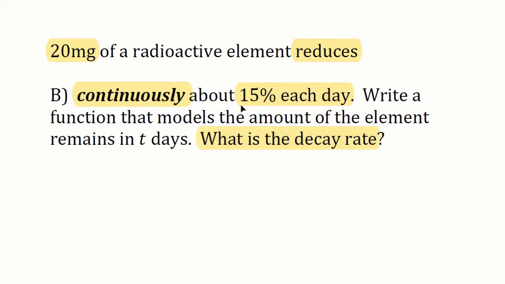But since the rate here was already given as a continuous rate, this decay rate, without a clear indication, is intended to be the periodic rate. So if the continuous rate was already 15% each day, then what can be found as the periodic decay rate?